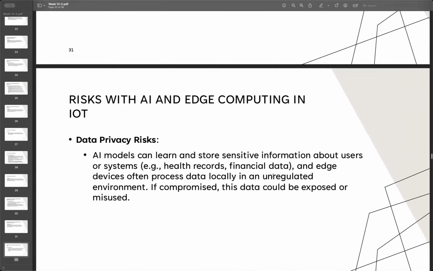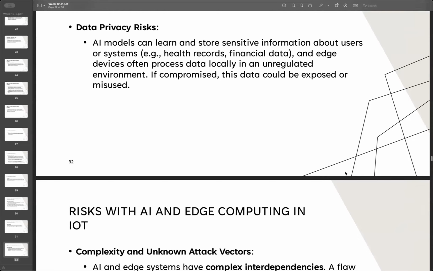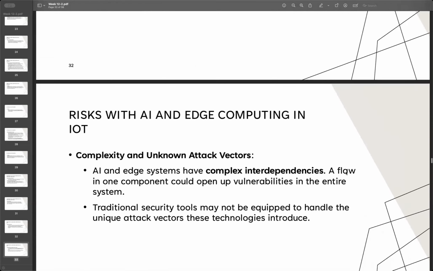Also, one more thing when we apply AI: because AI models need to learn and store sensitive information about the user, their behavior or systems, all these records, financial data, and also including the edge devices, they often process data locally, in what we call an unregulated environment. If it is compromised, then that data can be exposed or misused. So here's the risk related to data privacy.